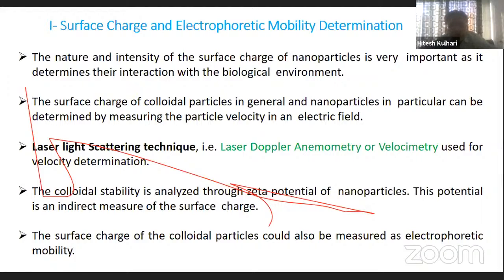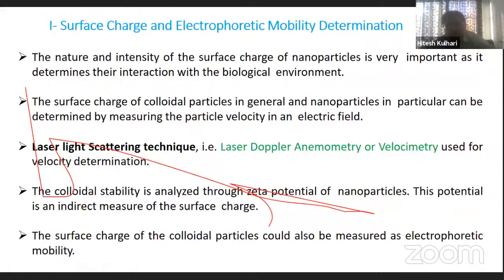So those biological molecules get adsorbed on the surface, or they may interact with our nanoparticle, and they may agglomerate in the body. So the nanoparticle will not reach the target site in the biological system. So surface charge is very important, and it can be measured by the DLS instrument, which we saw in the very first technique, the dynamic light scattering technique.